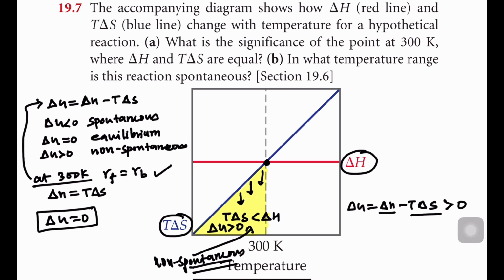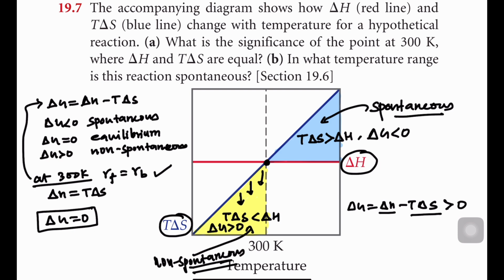Now, if you go to this region where the temperature is greater than 300 Kelvin, then here T delta S, the blue line, is greater than this red line delta H. I mean, the Gibbs free energy change will be less than 0, and in this region the reaction will be spontaneous. So we have answered both A and B parts of this question.